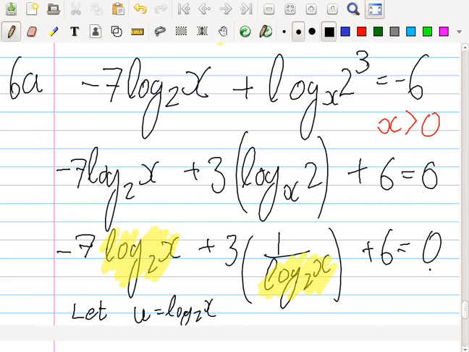Why? Because I don't want the x to be in the base. Where the x is in the base here, I don't like that. Now the x is not in the base. You can swap them. I think it's the fourth rule of logs.